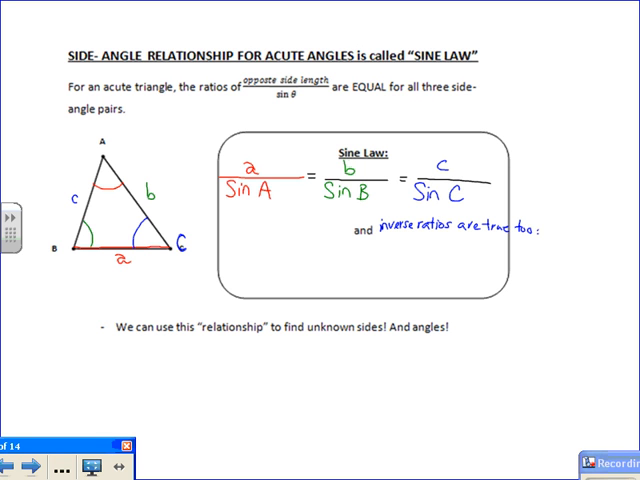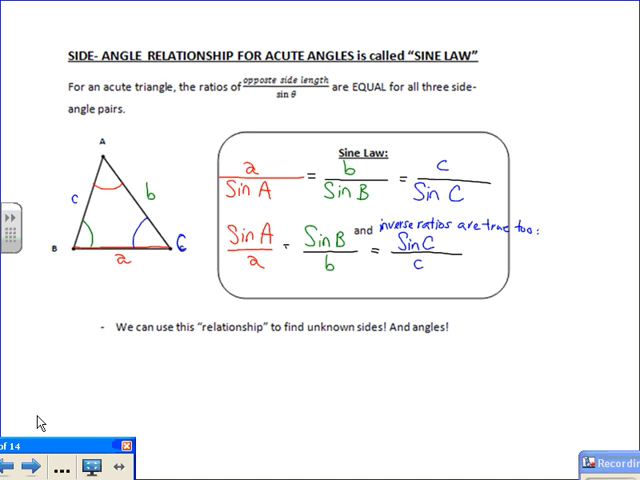So I could flip all of these so that I have the angles on the top, such that sine of A over side length A is equal to the sine of B over side length B. I'm just taking the denominators and inverting, putting the numerators on the bottom and denominators on the top. And the sine of C over side length C is equal to the other two ratios. So these are really, really useful for us.